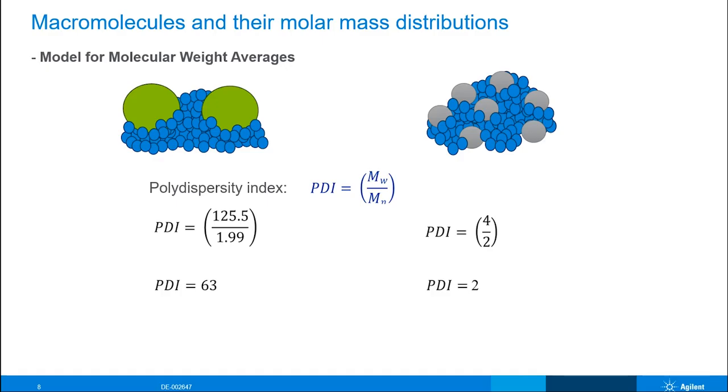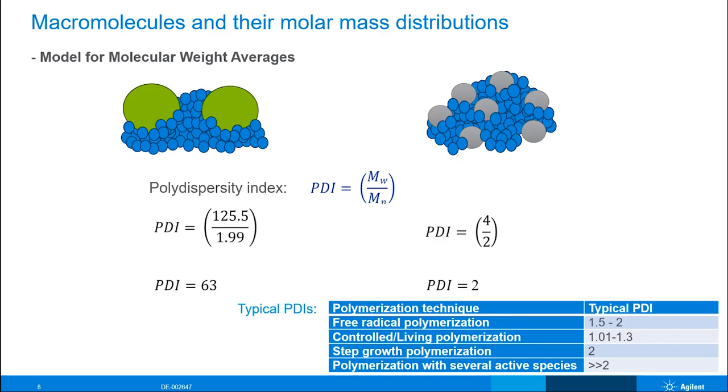Now, PDIs change depending on the different types of polymerization techniques that you're using. And down below on the right, you see a typical range of PDIs we would expect across a whole range of polymerization techniques. For free radical polymerization, we would expect to see a PDI somewhere between 1.5 and 2. For a controlled or living polymerization, we would expect a much narrower PDI, somewhere around 1.01 to 1.3. A step growth polymerization will get us a PDI right around 2, and polymerizations with several active species can be much greater than 2, and in some cases up to 8 and 10 in terms of dispersity index.